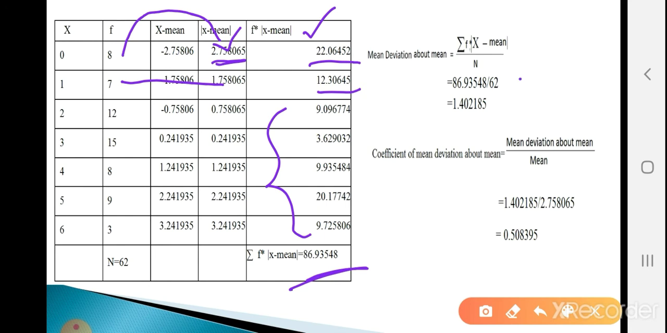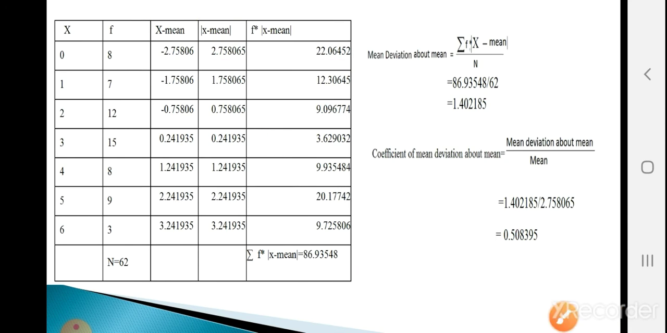So just plug the value of summation f into mod of x minus mean and capital N in the formula. So the mean deviation about mean is 86.93548 divided by 62. So the value is 1.402185. Now the coefficient of mean deviation about mean formula is mean deviation about mean divided by mean. So the mean deviation about mean value is 1.402185 divided by the mean value 2.758065. So the value of coefficient of mean deviation about mean is 0.50839.